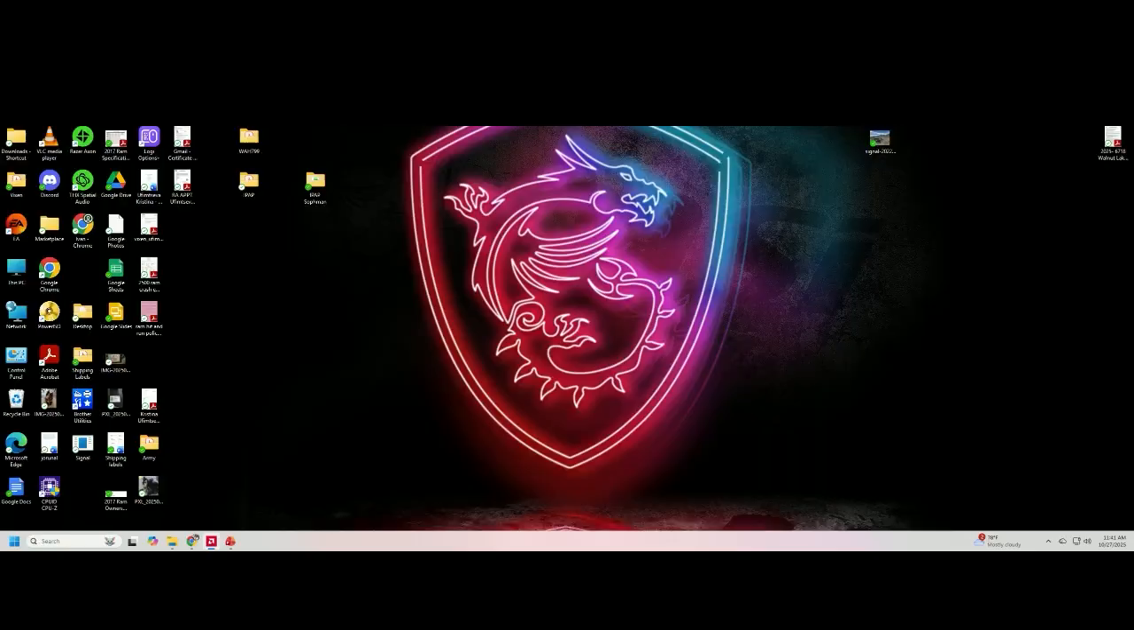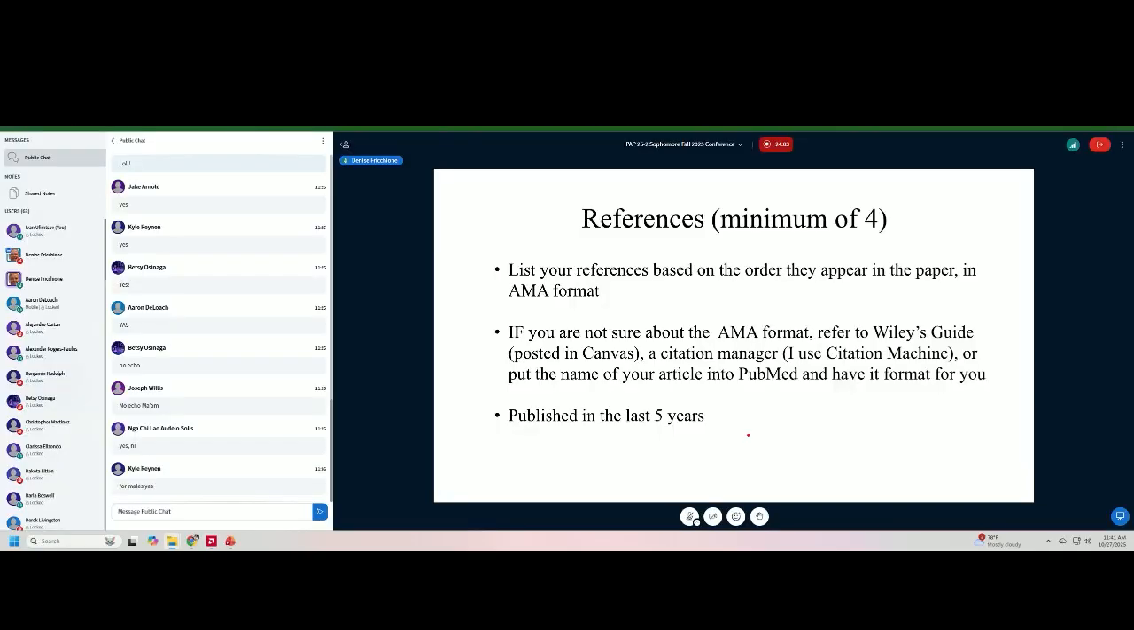References. Gotta have 4, and for the paper, oh gosh, I'm sorry. This is an error. I will correct this. For the paper, it's 8 years. Published in the last 8 years. For the PICO, it was 5 years.